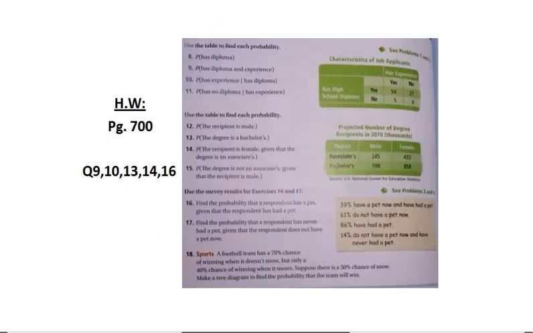This is the homework for this lesson. It's on page 700. Questions 9, 10, 13, 14, and 16. The answers of the homework will be given in the next video.